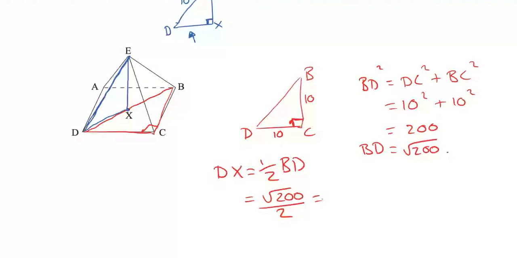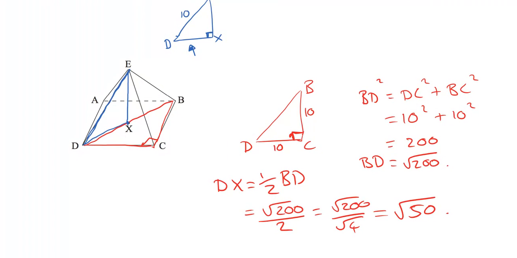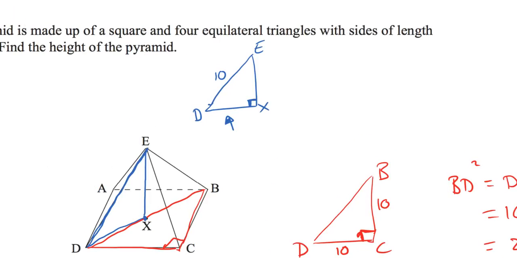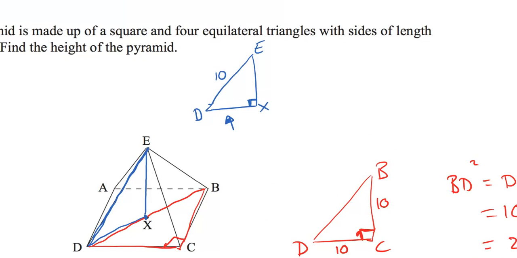But do you know what? I'll save a little bit of time and be clever about this. Let's write this as the square root of 200 over the square root of 4, because 2 is the square root of 4. And from there, I can actually write down that that was the square root of 50. Okay, so let's put that back into the other blue triangle that we were thinking about earlier. From D to X, we've got the square root of 50.